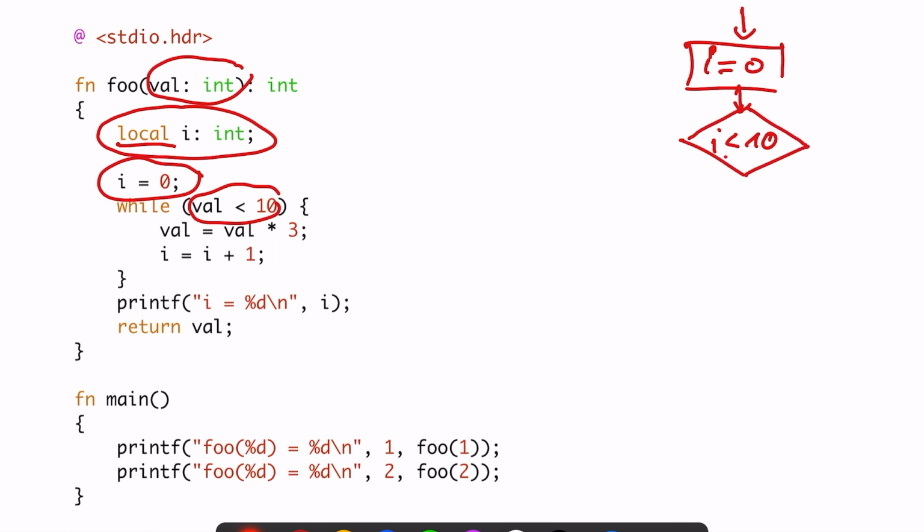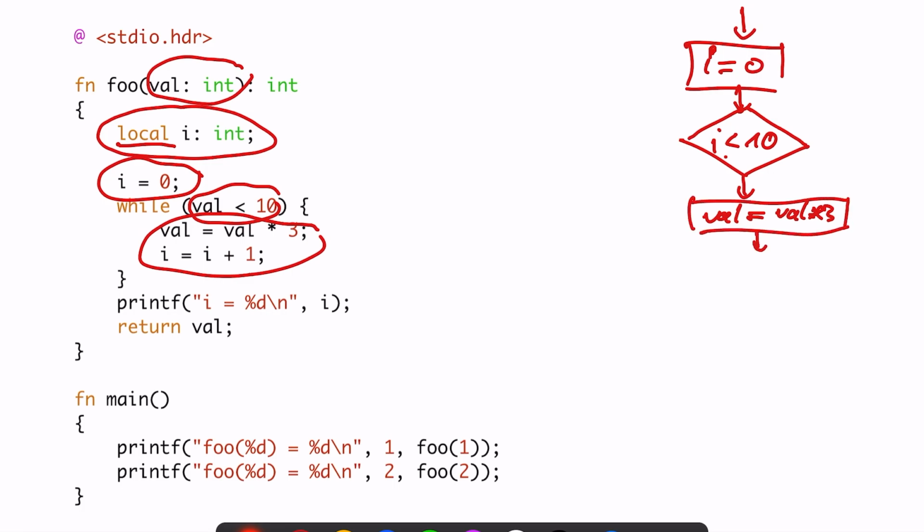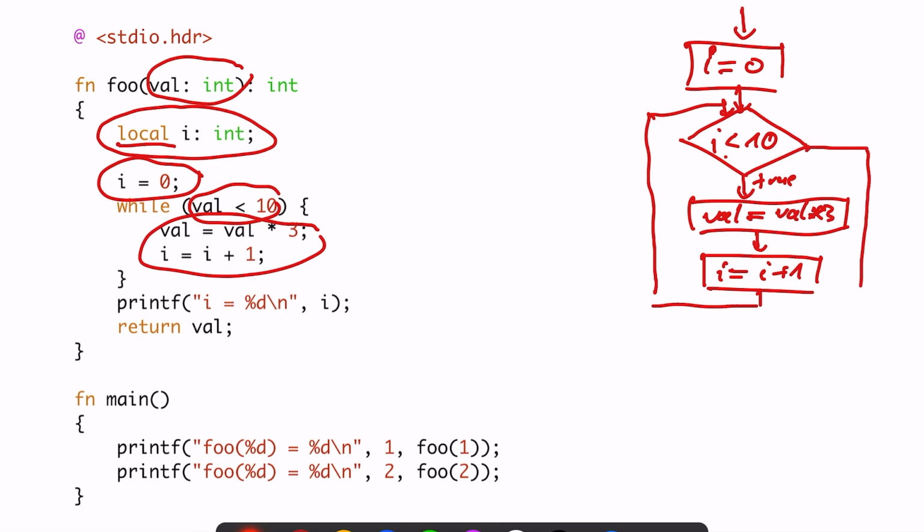Then if this condition is true, we execute the loop body, which consists of two statements. First, val gets overwritten with val times 3. So we have this assignment for val, and now another assignment for this variable I. I gets overwritten with I plus 1. And then we go back to check whether the condition is true. This happens only if the condition was true. If the condition is false, then we continue after the loop.